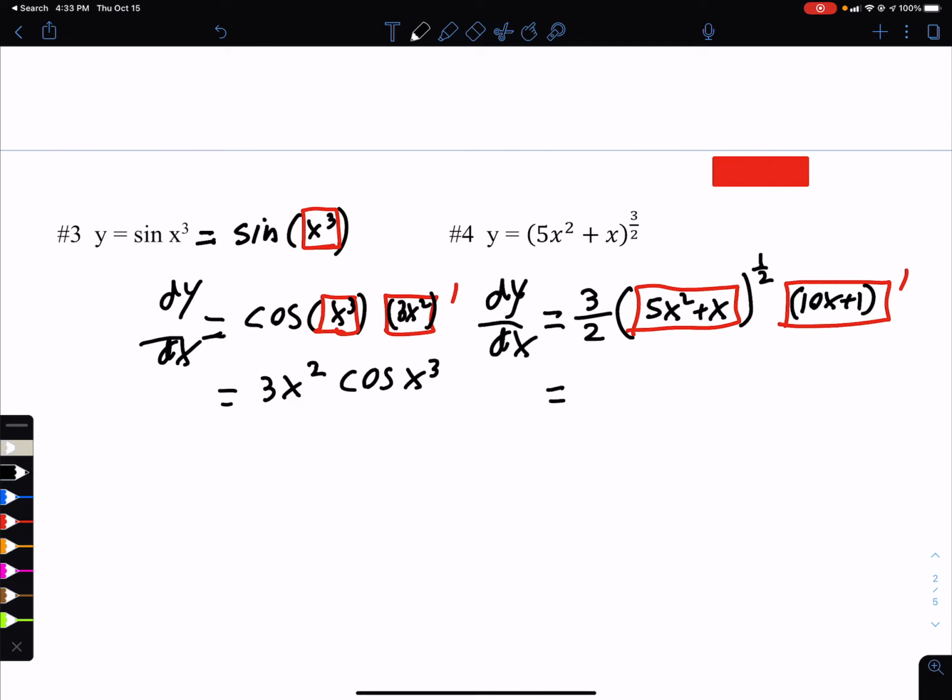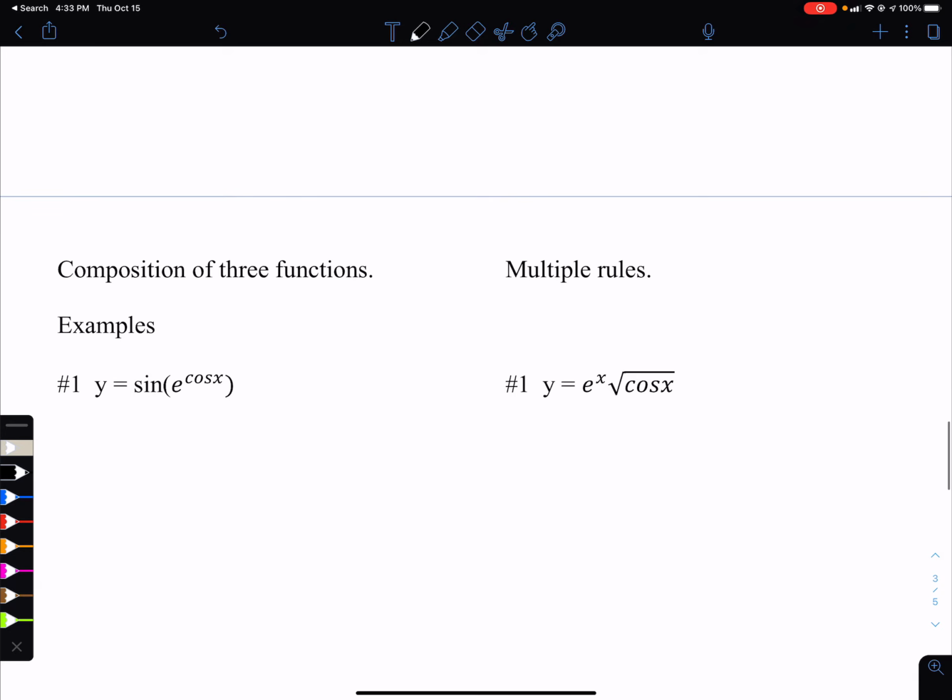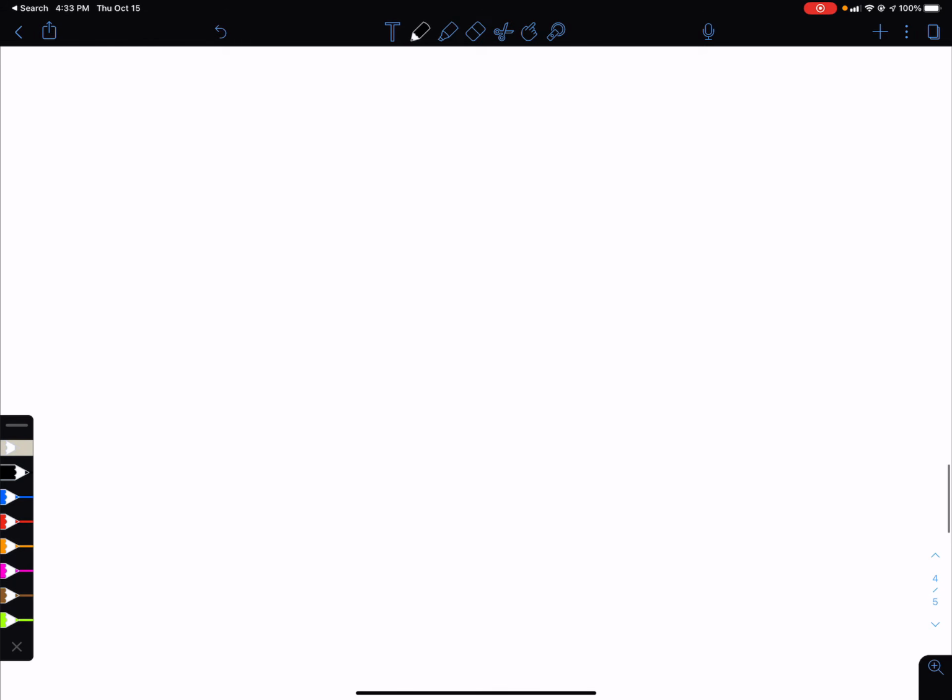So our answer is 3 square root of 5x squared plus x times 10x plus 1 all over 2. And that is the derivative of number 4. How many more do we have? We have a couple more to do.